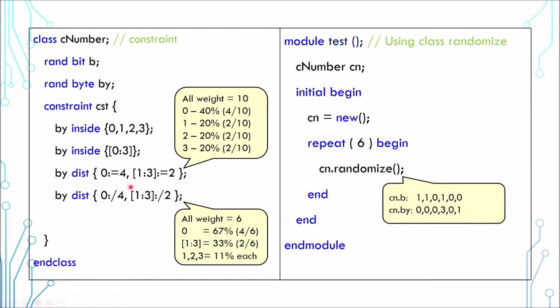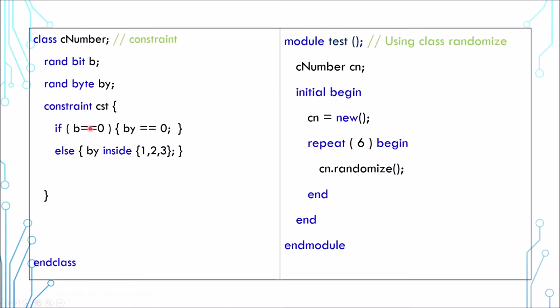Note that these two constraints, they don't have functional conflict, they only have probability conflict, so they wouldn't fail the constraint solver. Imagine that if there is another constraint to set the byte to 1, it will cancel out the distribution constraint as the value 1 has 100% chance.